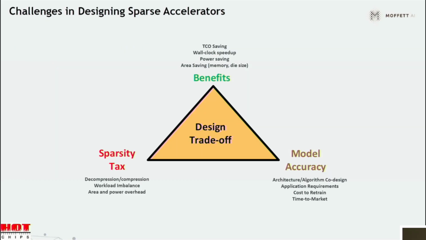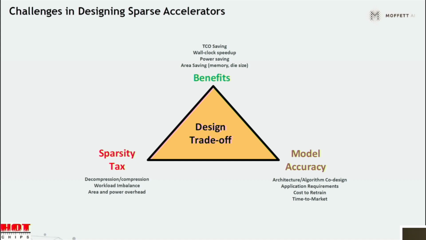This triangle shows the design trade-offs for designing sparse accelerators. Architecture design is all about trade-offs. Before, we traded off performance against hardware cost. But when we consider sparse accelerator design, there is another level, which is model accuracy. So it adds another level of complexity to the architecture design for sparse AI accelerators.